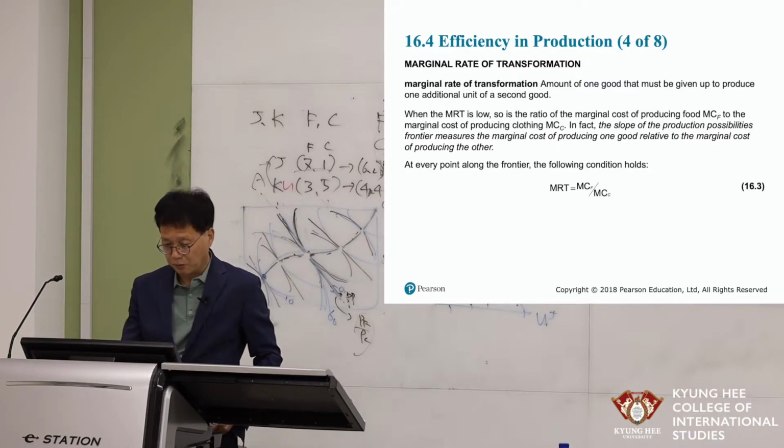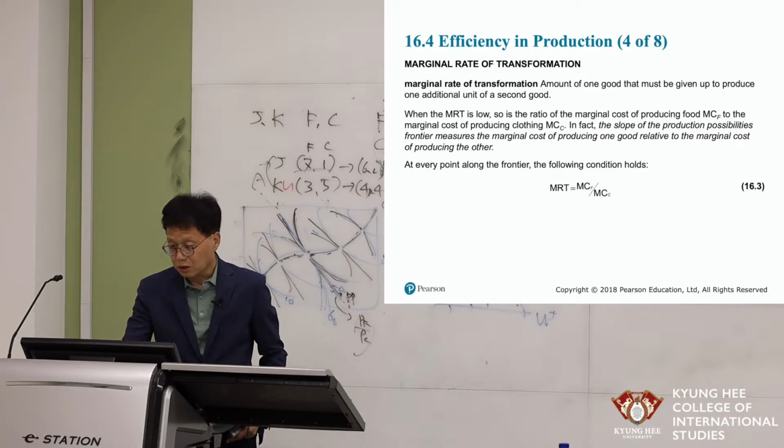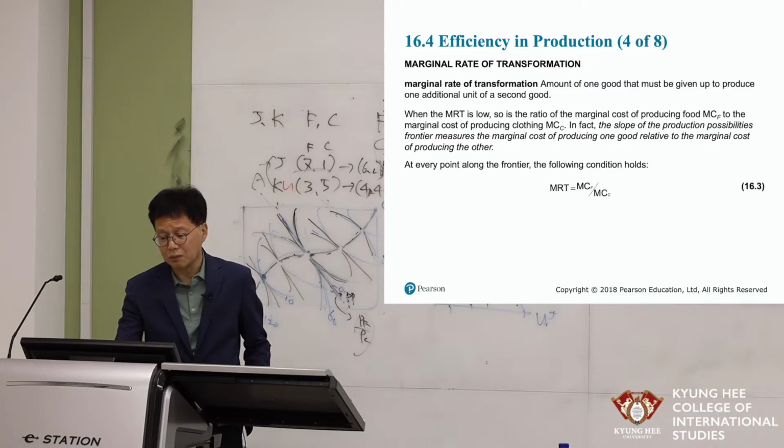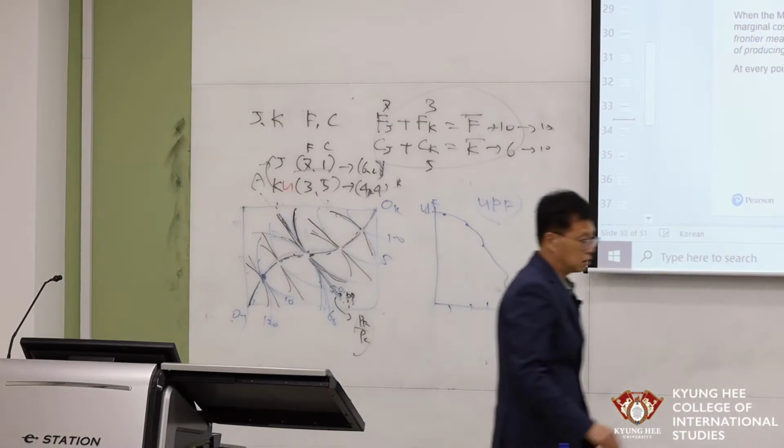Marginal rate of transformation: the amount of one good that must be given up to produce one additional unit of the second good. It is the ratio of the marginal cost of producing food to the marginal cost of producing clothing, MCC. In fact, the MRT, the slope of the production possibility frontier, measures the marginal cost of producing one good relative to the marginal cost of producing the other. At every point along the frontier, the following condition is satisfied: MRT is equal to MCF over MCC, okay?